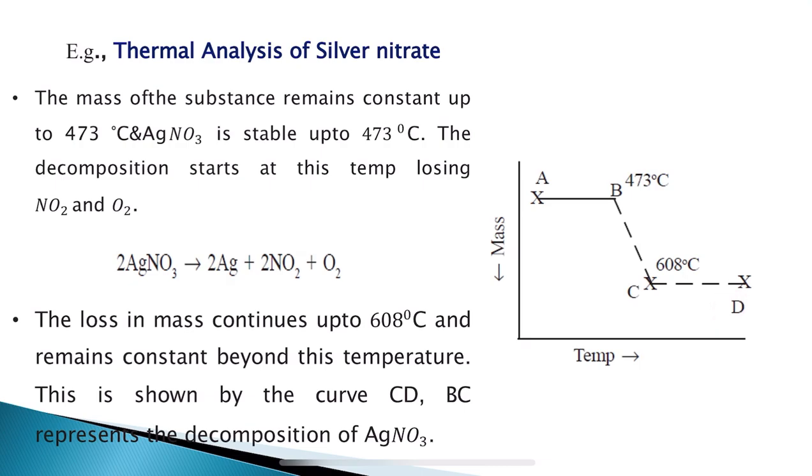Thus, the thermogram of AgNO3 clearly indicates the decomposition range for AgNO3. The interval between B and C, that is, how much time has been taken between the points B and C, is called the reaction interval, and this represents the temperature region in which a particular decomposition takes place. Okay. So, this is the principle of thermogravimetric analysis.